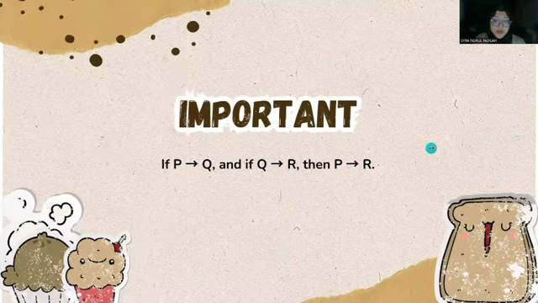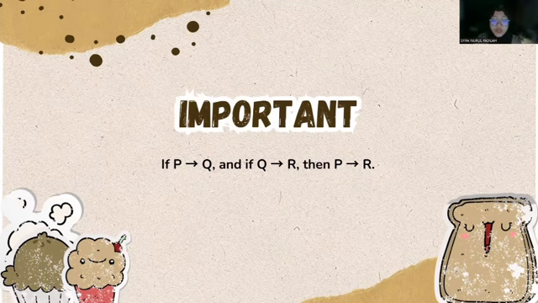So, to sum it up, hypothetical syllogism is all about linking two conditional statements to reach a new conclusion. Just remember this simple pattern: if P then Q, and if Q then R, then the conclusion is if P then R. It's logical, smooth, neat, and powerful.